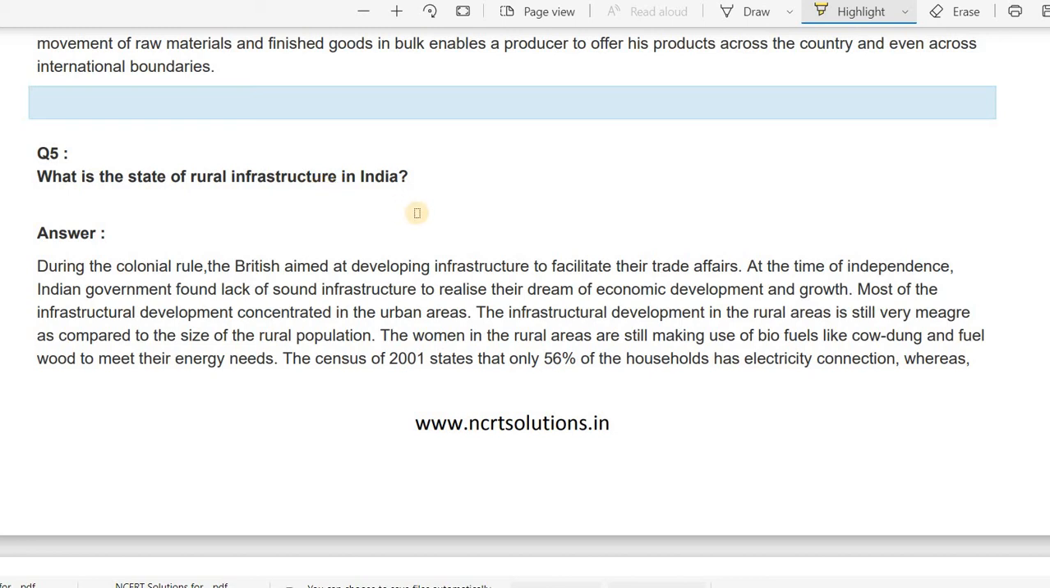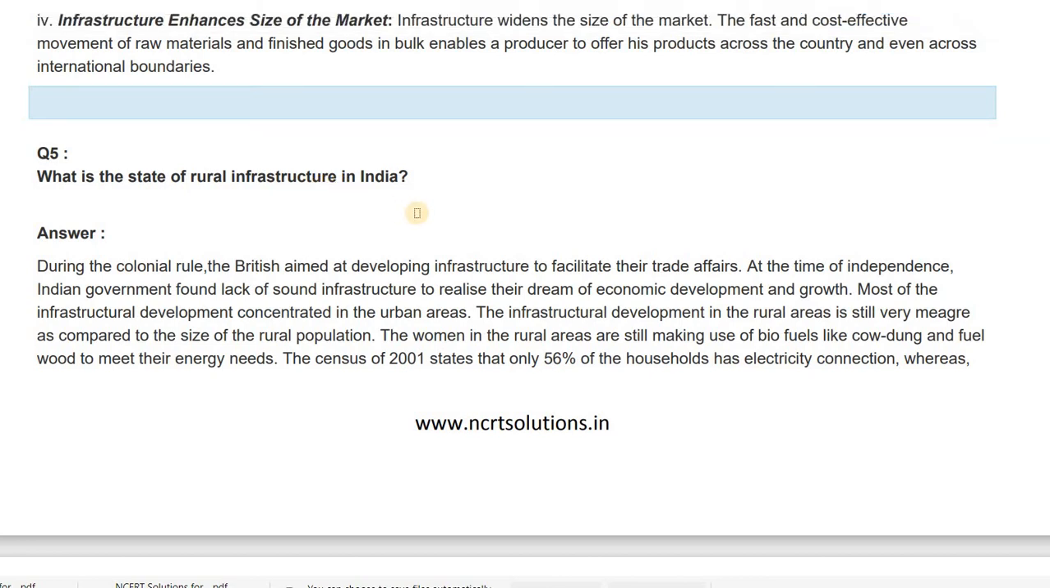What is the state of rural infrastructure in India? During colonial rule, the British aimed at developing infrastructure to facilitate their trade affairs. At the time of independence, the Indian government found a lack of sound infrastructure to realize their dream of economic development and growth. Most of the infrastructural development was concentrated in the urban areas. The infrastructural development in the rural areas is still very meager as compared to the size of the rural population.